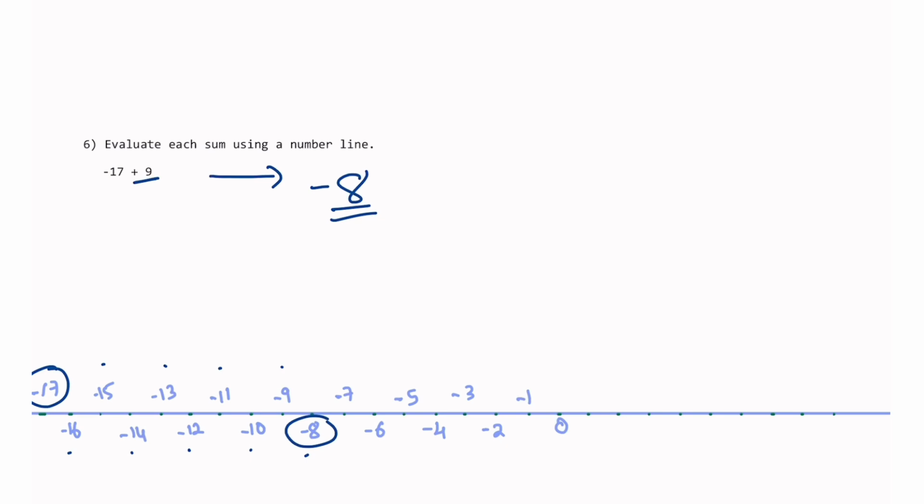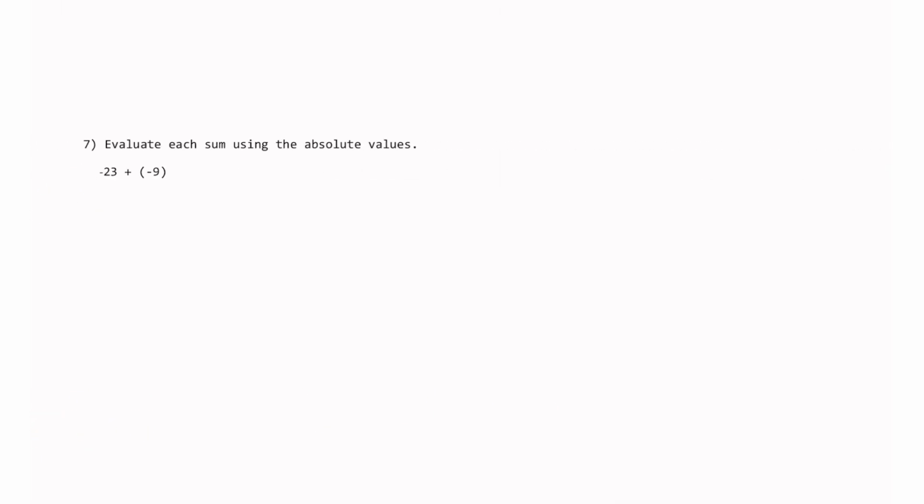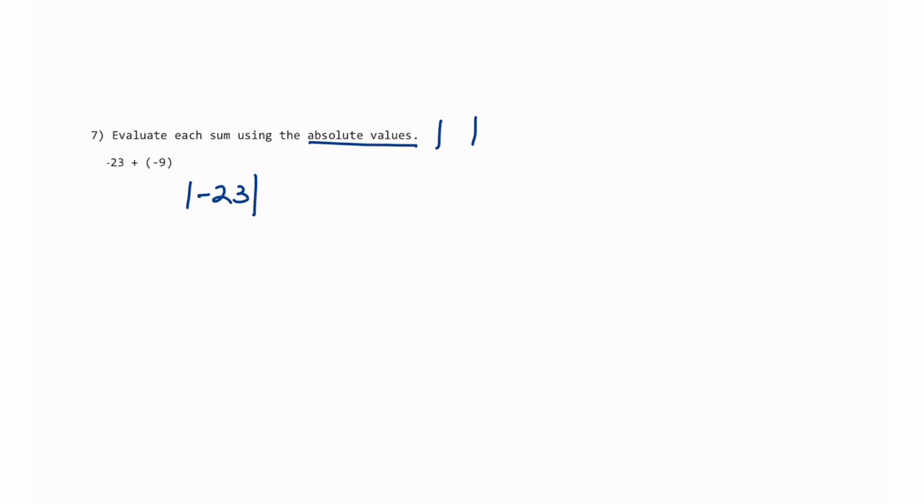Okay, so that's the number line questions, we had 6 and we have done all of them here. So let's move to the next one. Now we have 6 similar questions which say evaluate each sum using the absolute values. Okay, so it is talking about absolute values, and when we have absolute values, we know we put them between this sign, right? So let's do it. Minus 23, right? Plus, and again here, minus 9. So how do we solve this question?